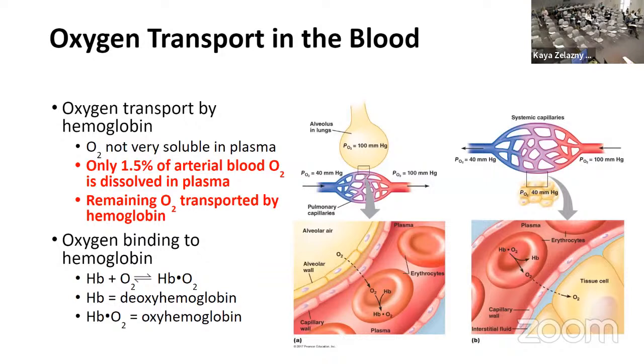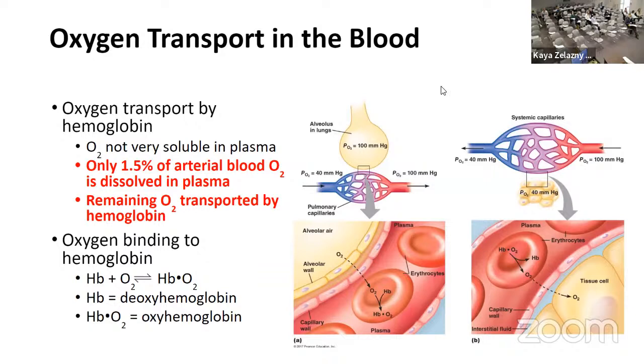Okay, so oxygen needs to be transported by hemoglobin, partially because of that problem with solubility. Actually, only 1.5% or so of the oxygen that is carried in your blood is just in the plasma floating around. Almost all of it is transported by hemoglobin, bound into the hemoglobin.